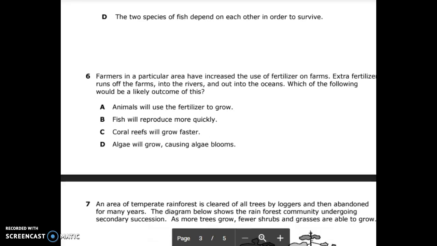Next question. Question 6. Farmers in a particular area have increased the use of fertilizer on farms. Extra fertilizer runs off the farms into the rivers and out into the oceans. Which of the following would be a likely outcome of this? A, animals will use the fertilizer to grow. B, fish will reproduce more quickly. C, coral reefs grow faster. D, algae will grow, causing algae blooms.